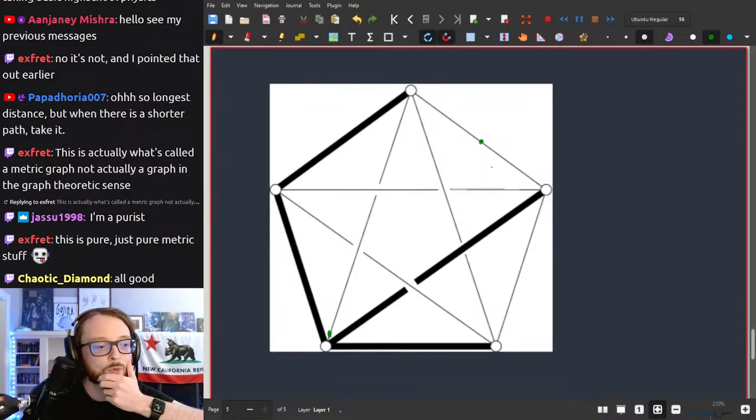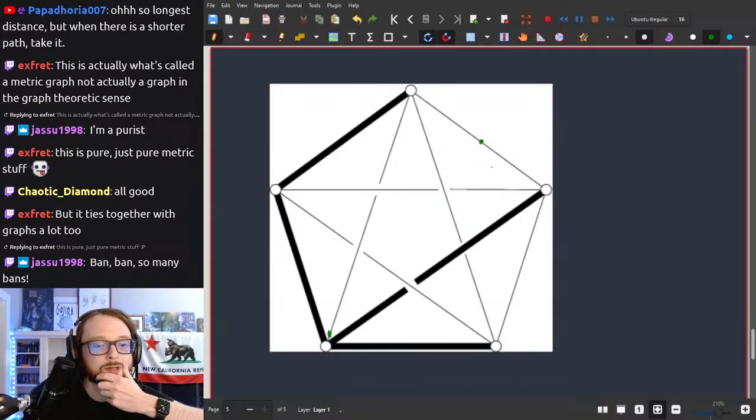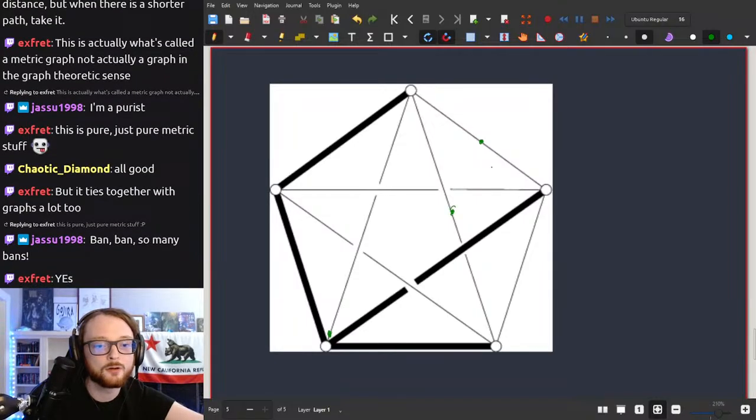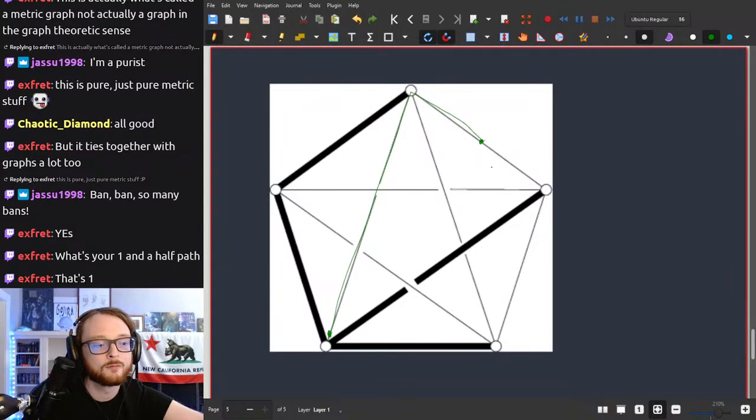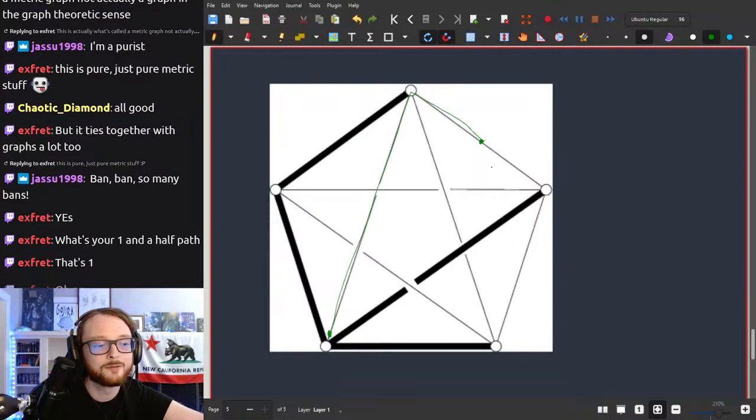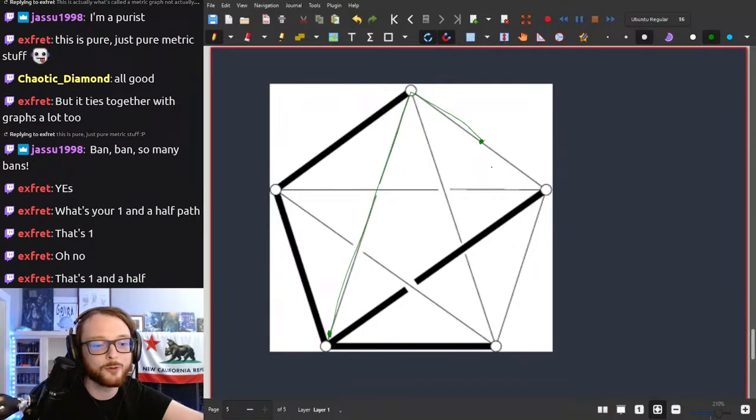Can I get longer than 1.5? If I chose a point here, that's still 1.5. My 1.5 path is this. That's 1. No? Okay. In theory, this point is very close. Well, I guess it doesn't matter. It could be all the way on the node.